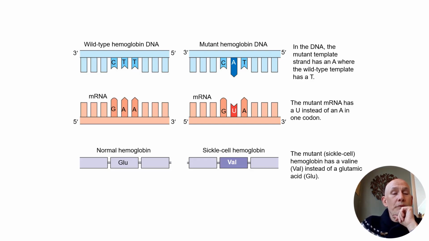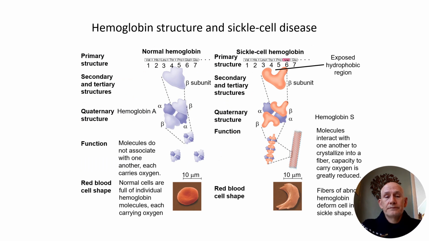So point mutation. If we're looking at this, we've got the wild-type hemoglobin, and then this is your mutant hemoglobin: CTT to GAA to GUA, valine instead of glutamine. Now this is what's known as a missense mutation, where the protein that is made is actually incorrect. But this is not the only type of point mutation.